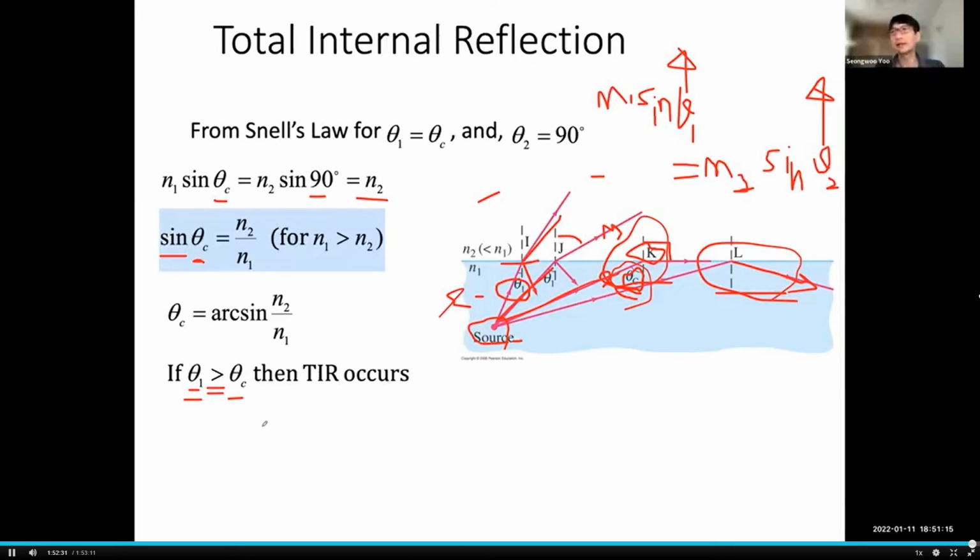Okay. Any other questions? I have some questions in the chat room, so let me briefly go through those. First of all, Prof, I have a question. Regarding the critical angle, is it possible for total internal reflection as well as refraction to occur simultaneously? No. Okay, thank you.